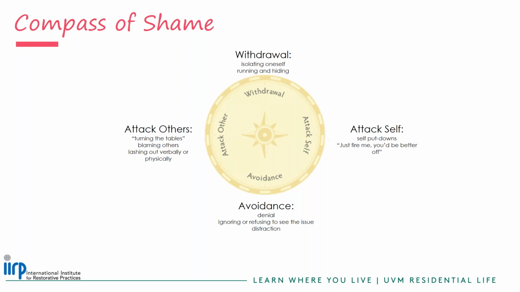And then attack others. That's where, in a moment of shame, folks turn the tables, blame others, maybe lash out verbally. The classic line we often hear in Res Life is the resident that says, this alcohol policy sucks. I pay $60,000 a year to be here, so I should be able to do whatever I want in my room when I want to. You're a bad RA for writing me up, right? We help RAs understand the compass of shame because it helps them put into context their natural reactions when they're experiencing shame, but also what their residents may be experiencing when they're going through shame.